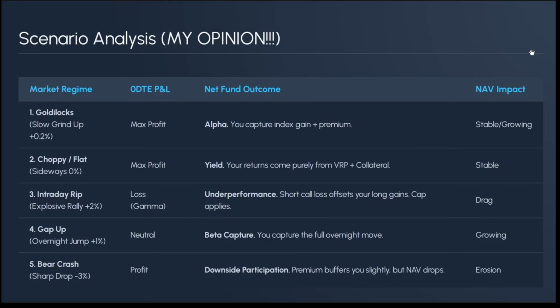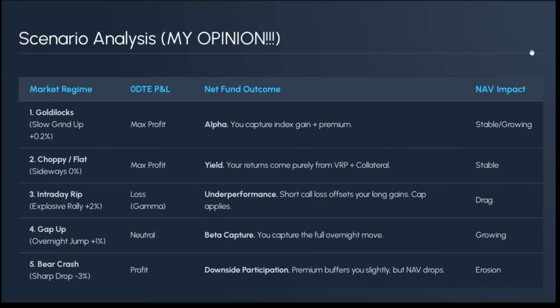Sideways, 0%. I'm going to say it's going to be max profit. This one could go either way. Max profit. I'm just going to give it the benefit of the doubt. Max profit. Net fund outcome, the yield: your returns come purely from VRP plus collateral. Your NAV impact, I'm going to say, is still going to be stable.